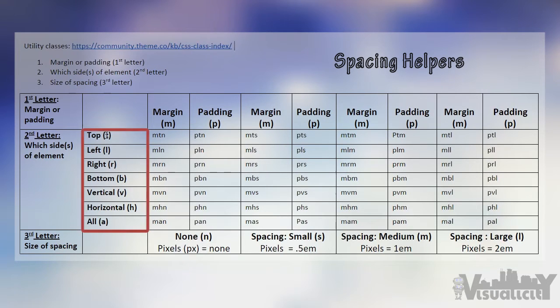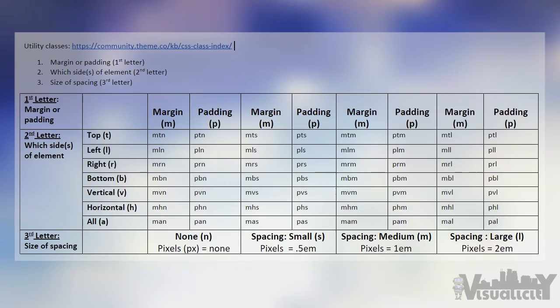The second letter will be which side, so if it's top, it'll be T, left L, right R, B bottom. If you use V, that'll be the vertical side, so top and bottom. H will be the horizontal sides, which is left and right, and all will be all of them. The third letter is spacing.